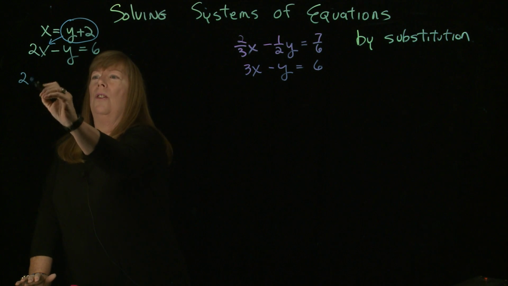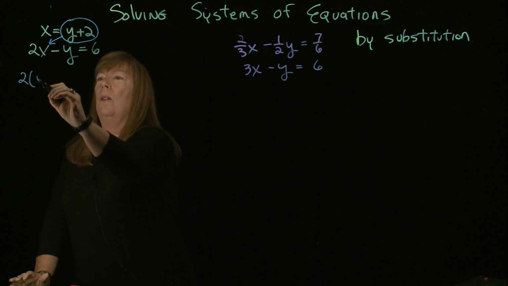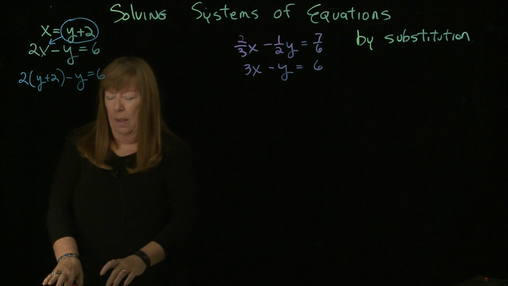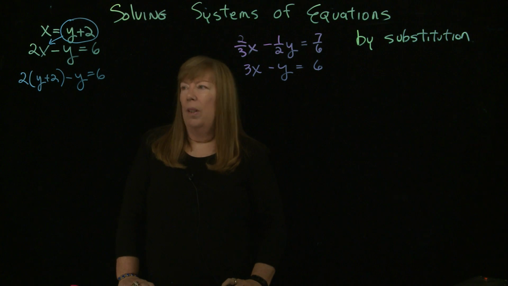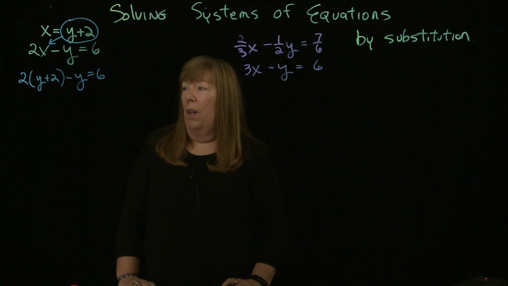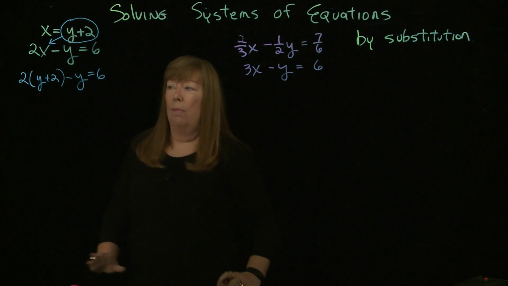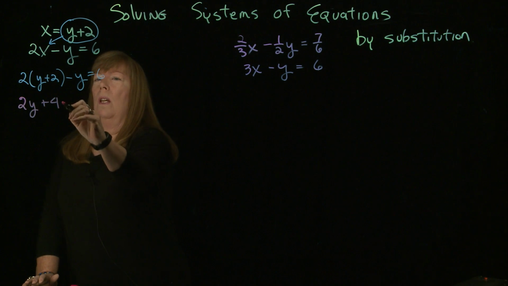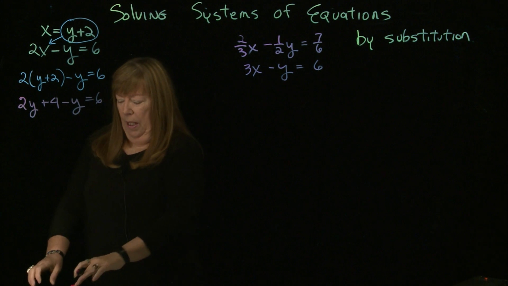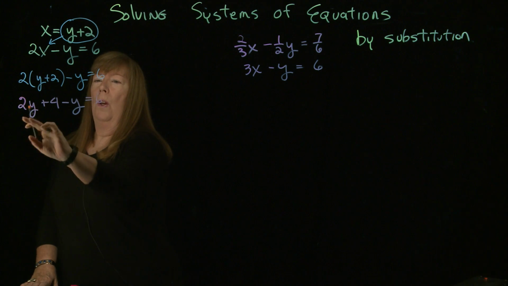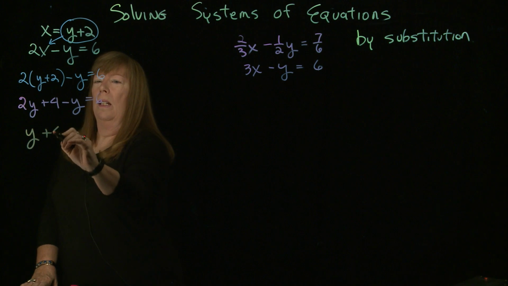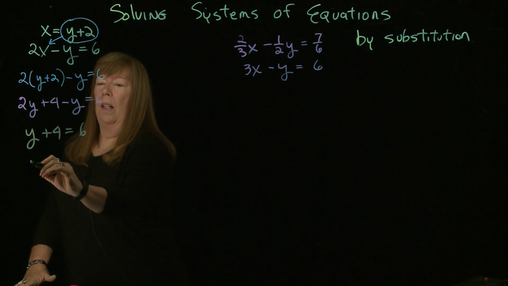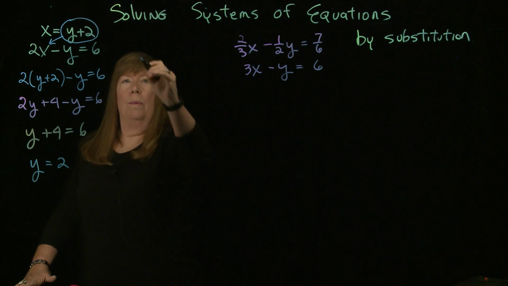So let's do that. 2 times x's new name, y plus 2, minus y, equals 6. So what did that buy us? Well, now we have only one variable in this equation, which means that we can solve it fairly easily. Distribute: 2y plus 4 minus y equals 6. And collect like terms. 2y minus y is y, plus 4 equals 6. And subtract a 4 from both sides, and you have y equals 2.